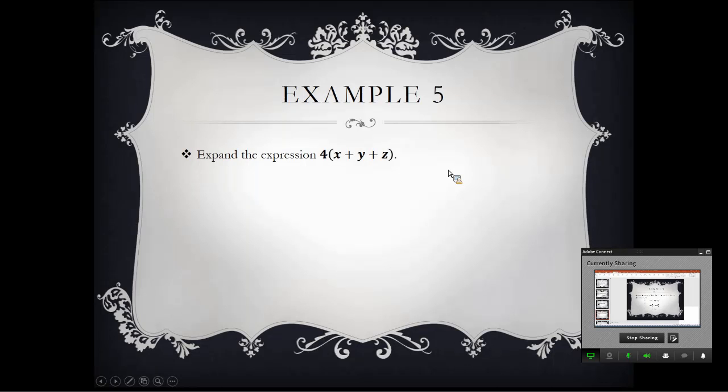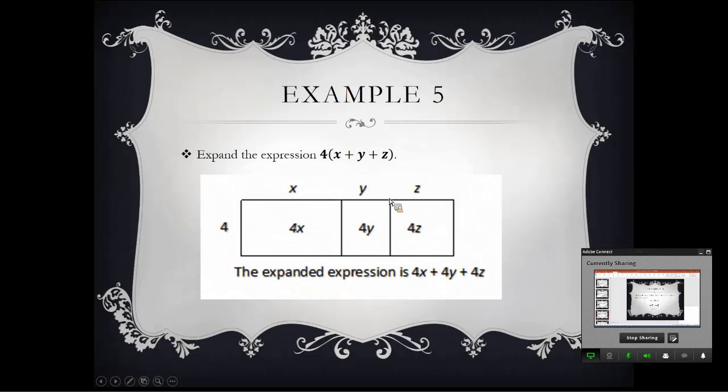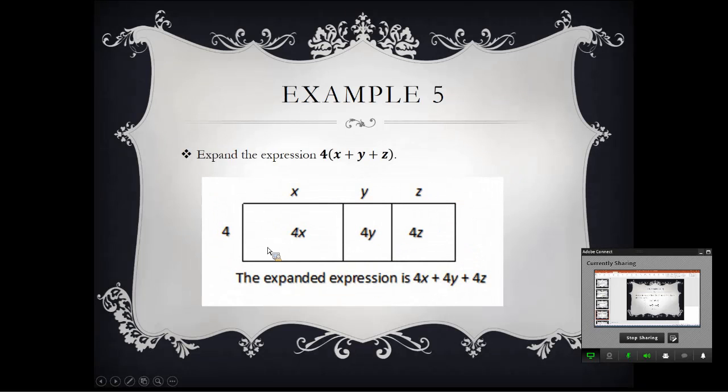Example 5. Let's write example 5 in expanded form. So, if we were to expand this, we're taking the 4, we're multiplying it to x, we're multiplying it to y, and we're multiplying it to z. So 4 times x is 4x. 4 times y is 4y. 4 times z is 4z. So the expanded expression is 4x plus 4y plus 4z.